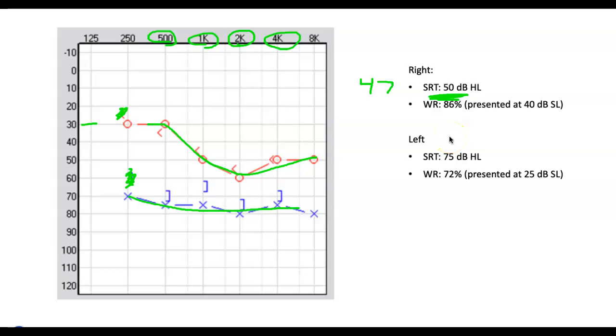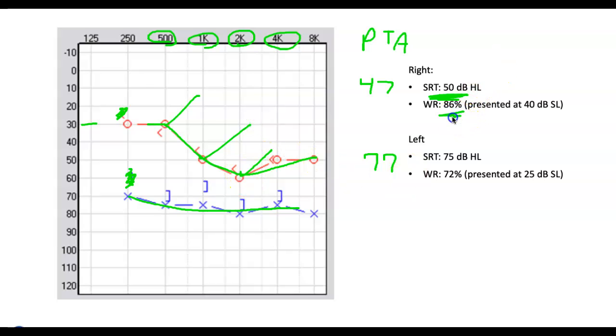And then the left, we have 75 plus 75 plus 80 divided by 3. And so we have 76.6, so 77 as your pure tone average for the left ear. So those are in good agreement. Okay. And that's how we verify the reliability between the pure tones and speech audiometry.